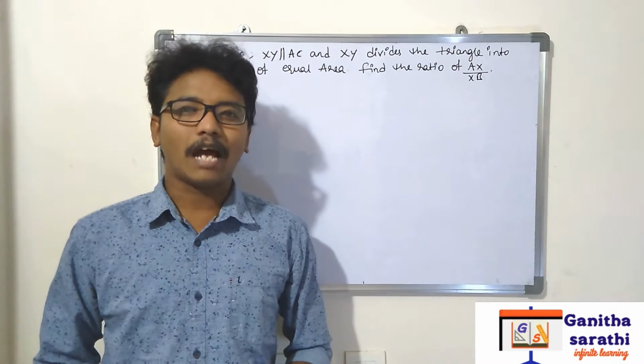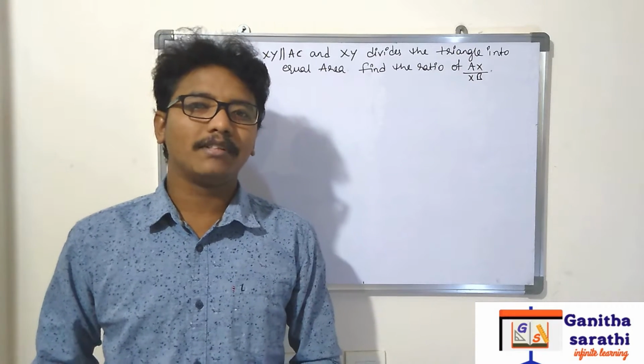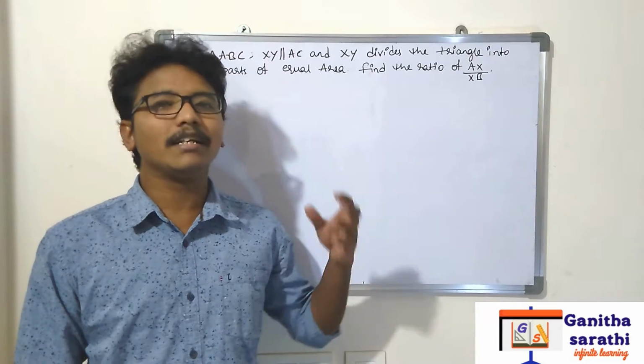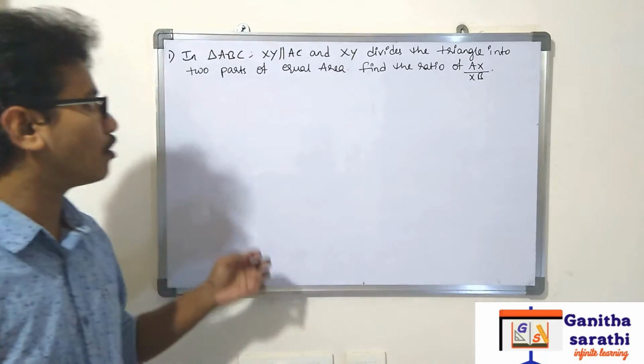In the previous video I discussed one theorem, the ratio of areas of two similar triangles. Based on that theorem, we will see now where we can use that statement in a problem. So see the problem which is on the board.